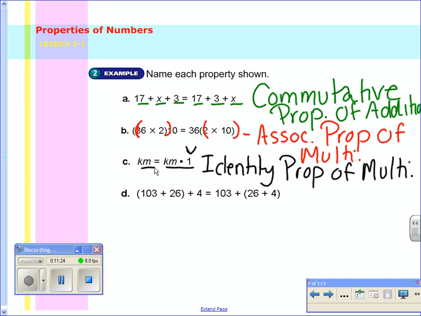There we go. And then D, we have 103 plus 26 plus 4. And then we have 103 plus the sum 26 plus 4. Again, you're looking to see the difference, and here the grouping changed. So this is the associative property. And this time they're adding, so of addition.